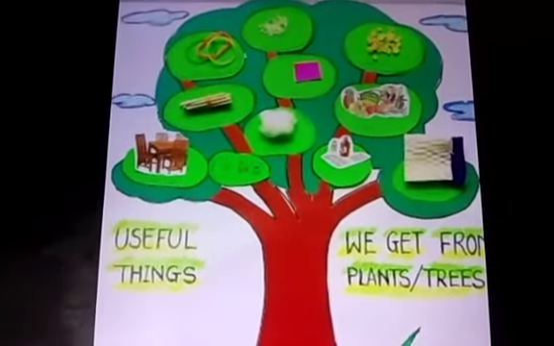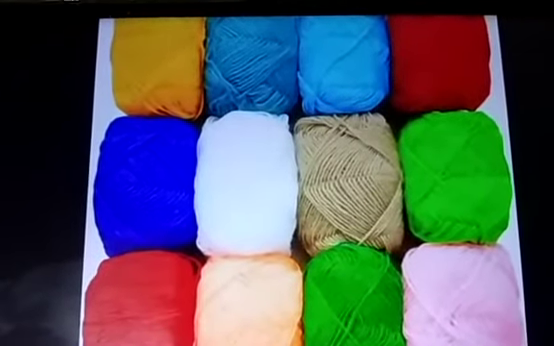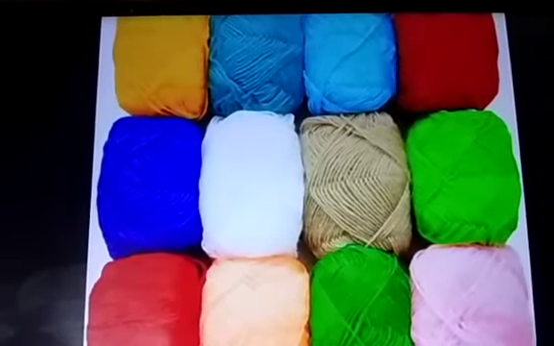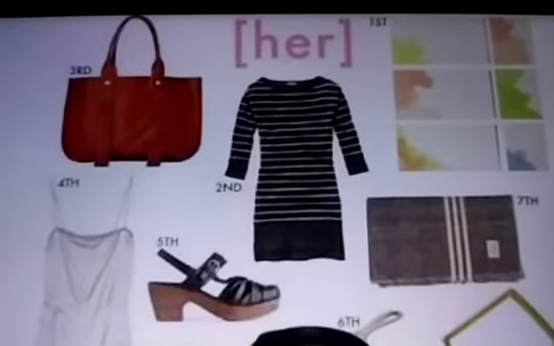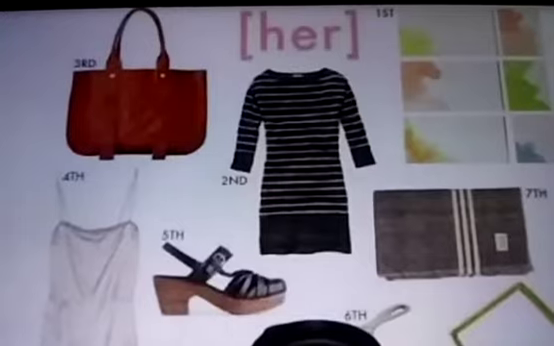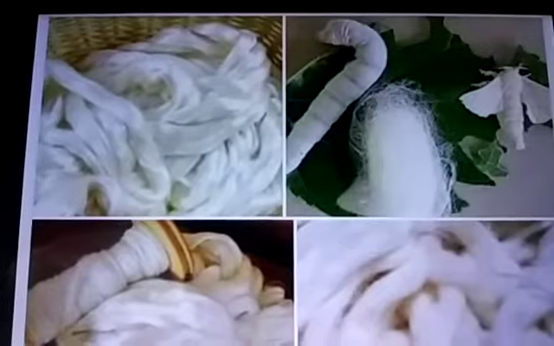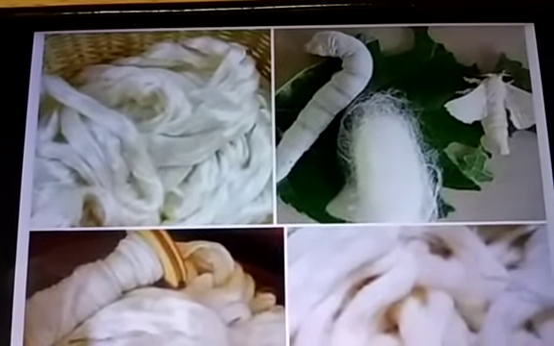Then from animals, what are the things we get? We get silk, we get wool and also we get leather from animals, and from that leather we make purses, then shoes, and so many other jackets, all are made from leather. This is a picture of silk. Now silk is also made from animals.